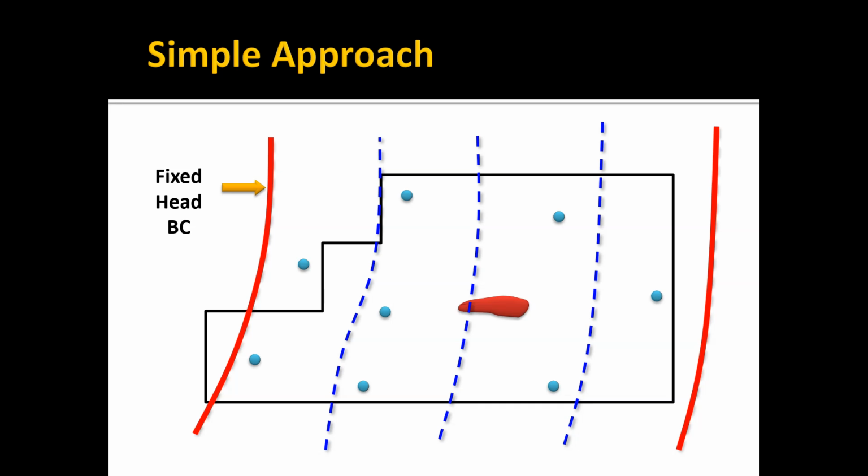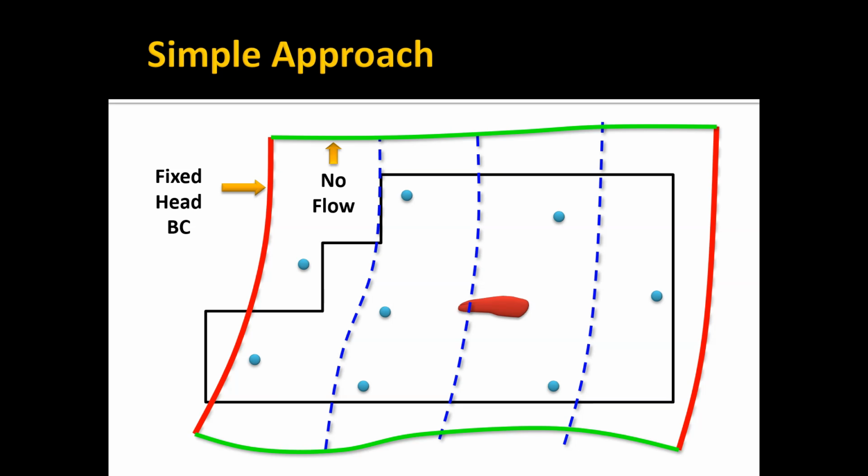coincident with these observed head contours, one upstream and one downstream, and then perpendicular to the head lines and parallel to the flow direction, we have two parallel flow boundaries on the north and the south ends of the model, as shown by the green lines, and these would be the two fixed head boundaries and two no-flow boundaries.